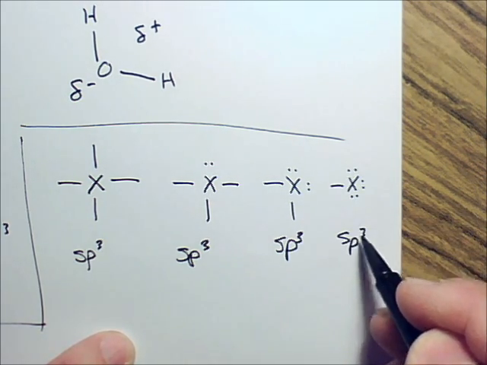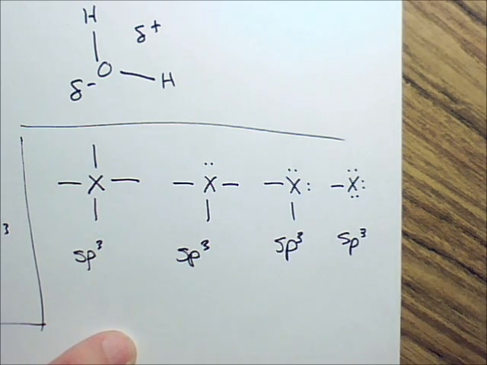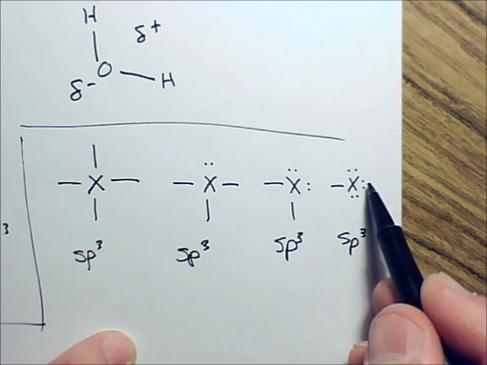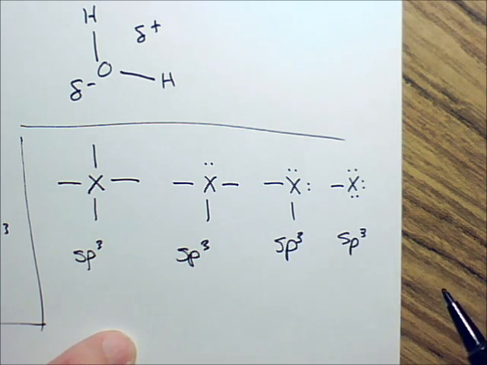That's sp3, because single bonds and lone pairs come from hybridized orbitals. That means there are 4 hybridized orbitals, because I got 3 lone pairs and 1 single bond. So that's also an sp3.